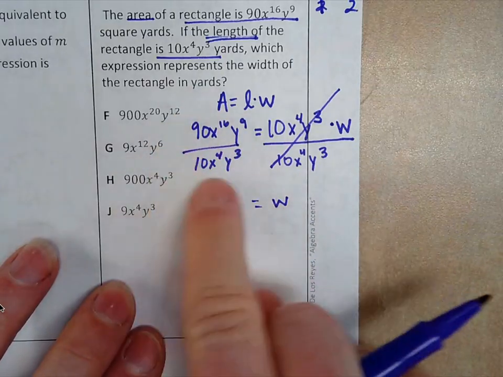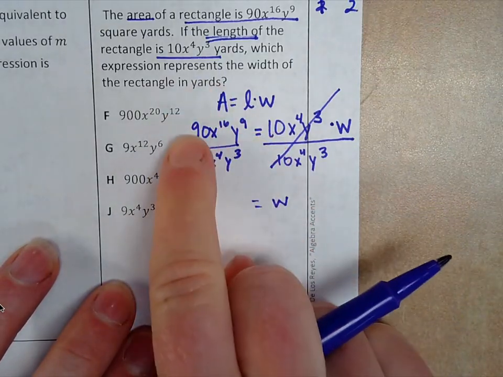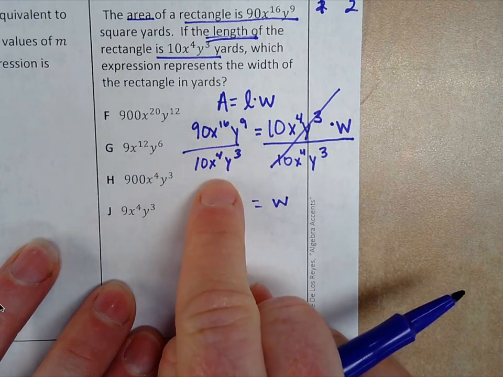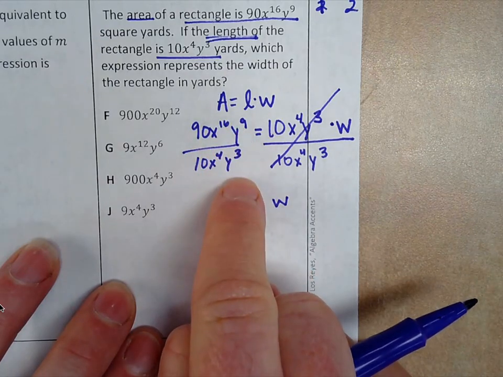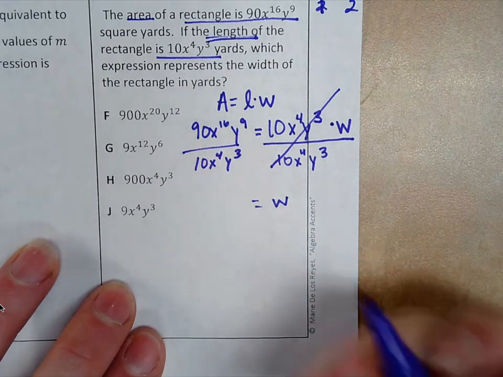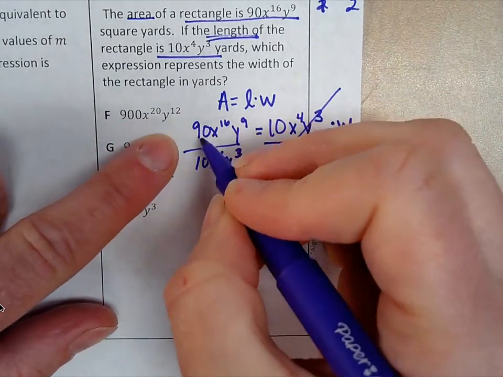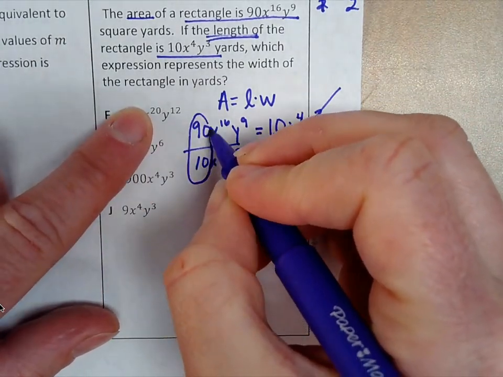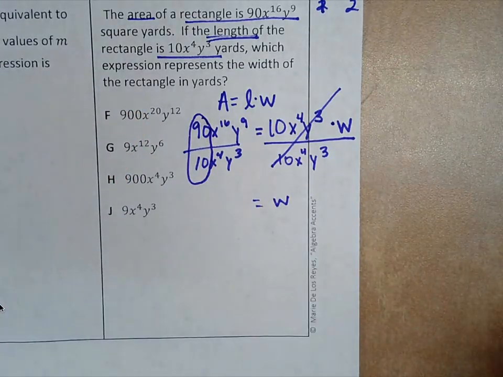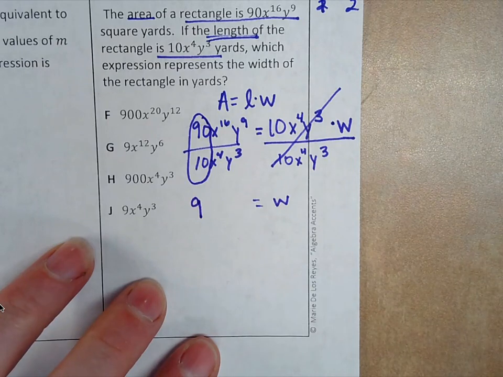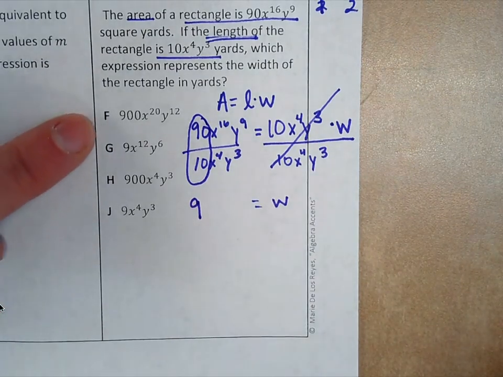So I need to simplify this. 90 over 10, x to the 16 over x to the 4, y to the 9 over y to the 3. You simplify your like bases. So 90 divided by 10. If I have 90 and I divide by 10, what do I get? 9. Look at your answer choices right away.